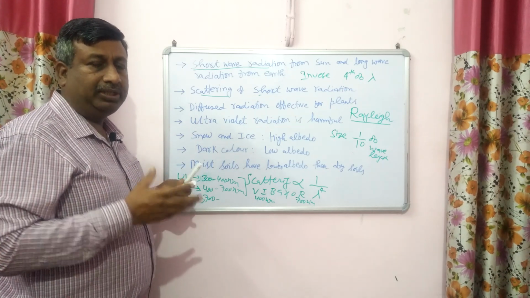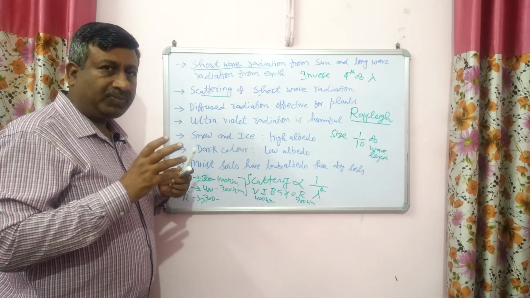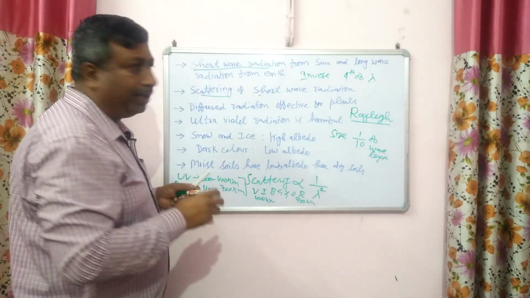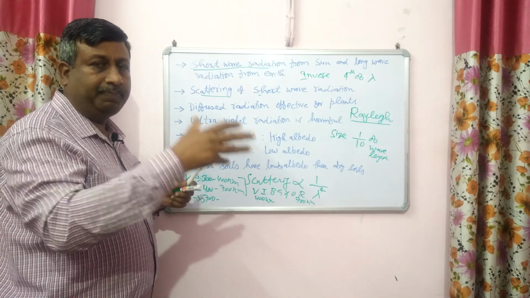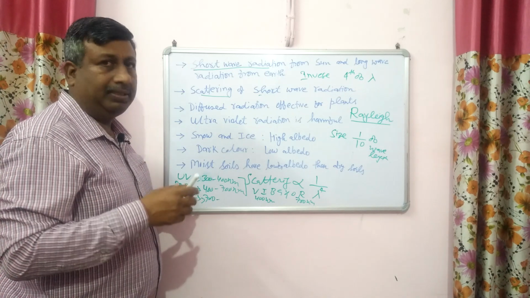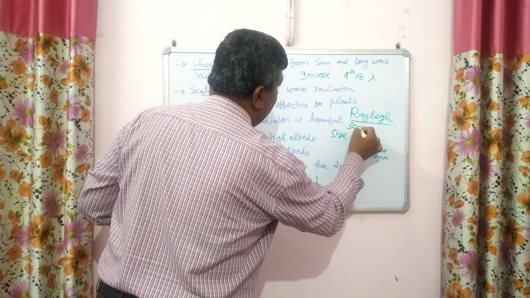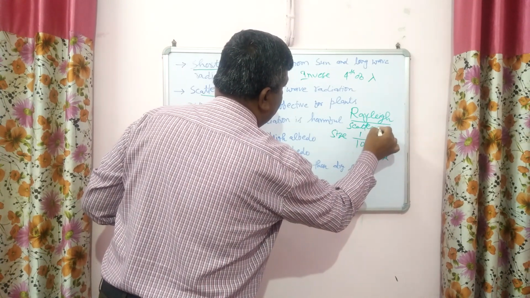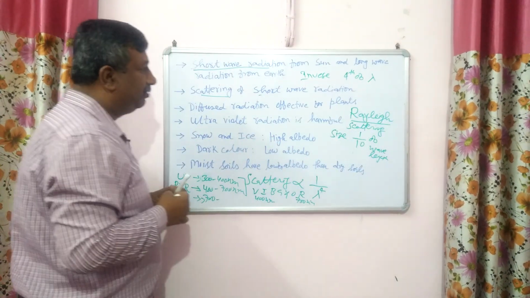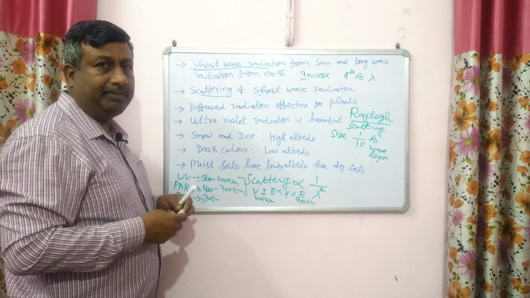And if we talk about long wave and short wave radiation, then there is more scattering of short wave radiation, because they hit the particles and they scatter, they disperse in all directions. And this scattering is known as Rayleigh scattering. So this was the reason that short wave radiation is scattered by the particles.